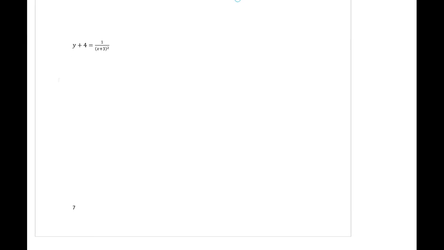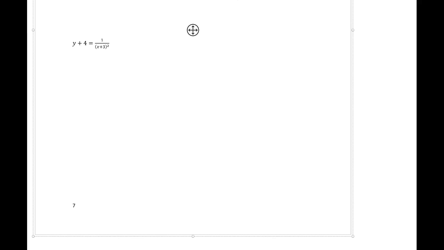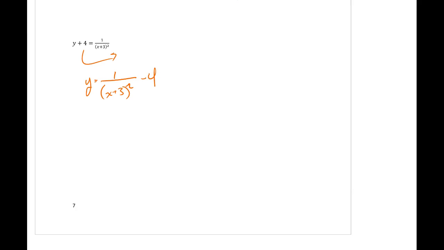Now, when we get to this last example here, again, if you want to refer back to the parent function, we've got it higher up on the page. But what I want to note is that we've got, sorry, I'm finding that pen too fine. We need to move this 4 over, and then we deal with what's inside. So we've got y equals 1 over x plus 3 squared minus 4.